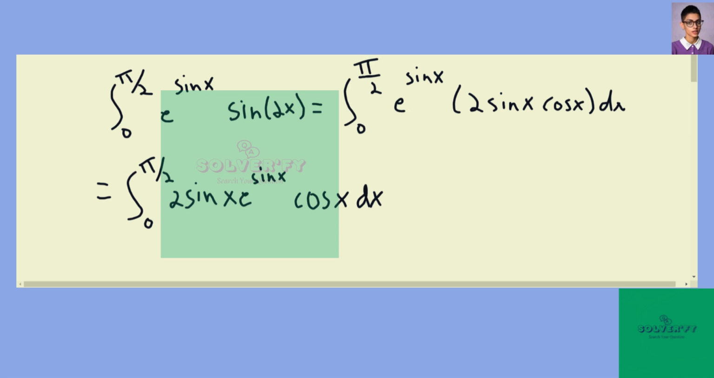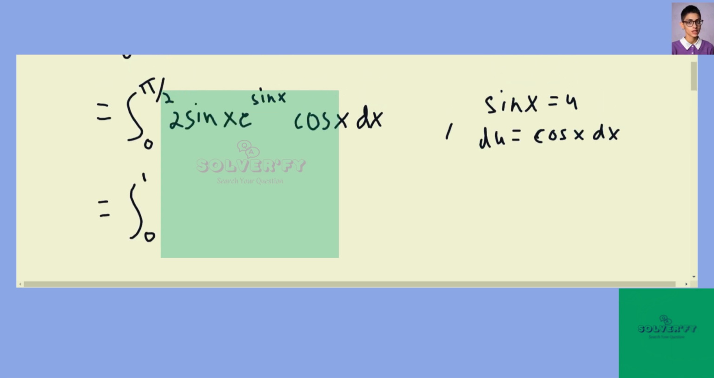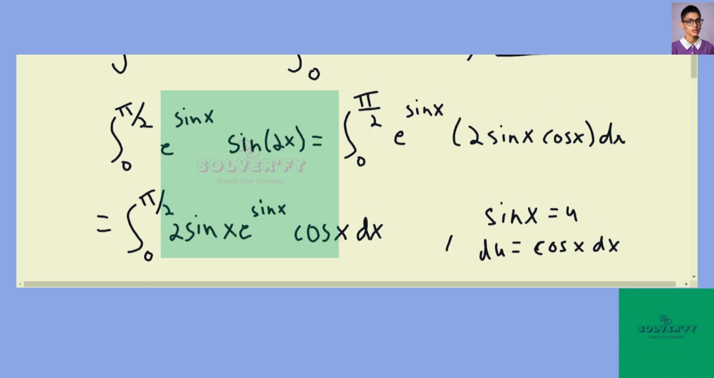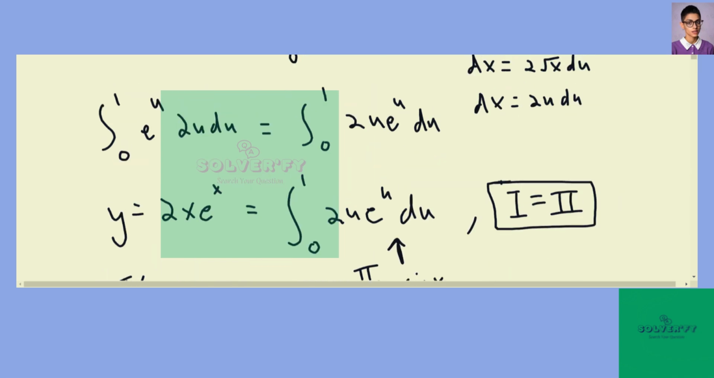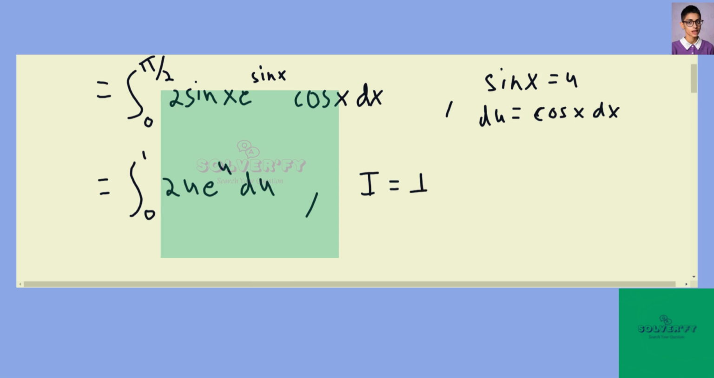And if we let sine x equal u, then du would be equal to cosine x dx. And we know that when x is 0, u is 0, and when x is pi over 2, u is 1. So if we went ahead and substituted these values, we would get from 0 to 1, 2u e^u du, which is the same thing as this one and this one. So we can confirm that 1 is equal to 2 and also equal to the third graph.